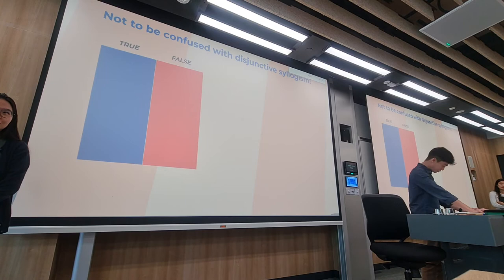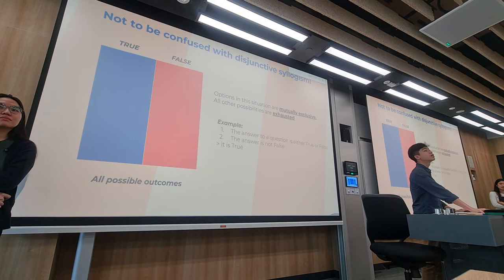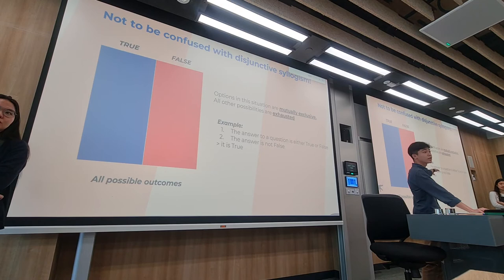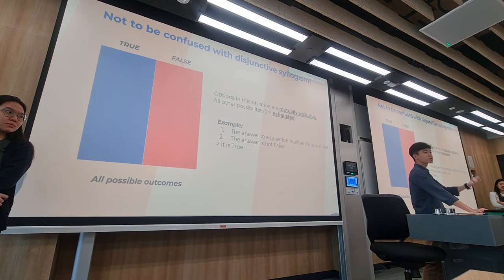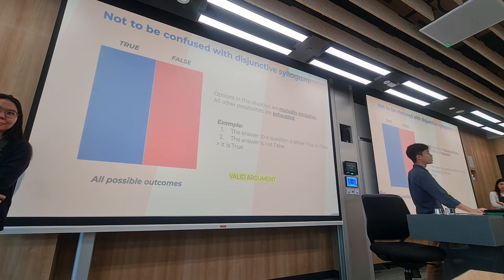A disjunctive syllogism goes like this: the answer to a question is either true or false. The answer is not false, and therefore it must be true. The reason why disjunctive syllogisms are valid is because we know that there are only two possible outcomes. How can the answer be both true and false, or how can there be any other options in between? That's what makes it valid. So this is a valid argument, disjunctive syllogism. But what makes a false dichotomy fallacious then?